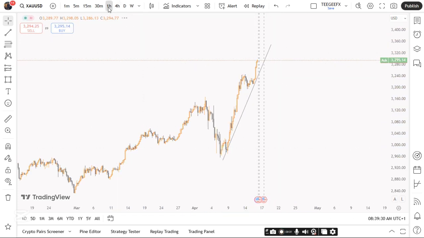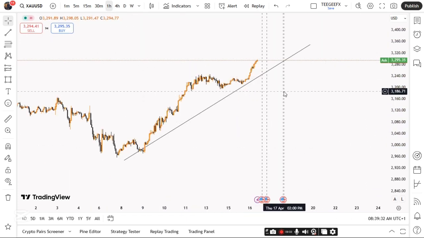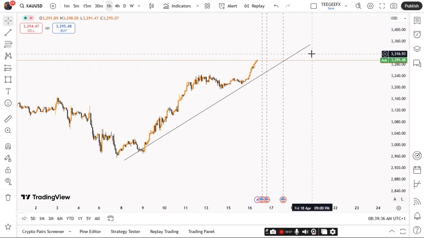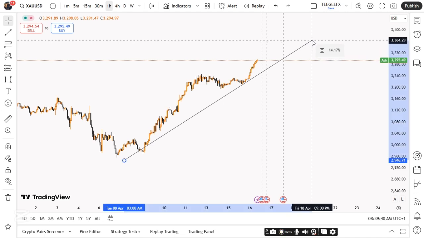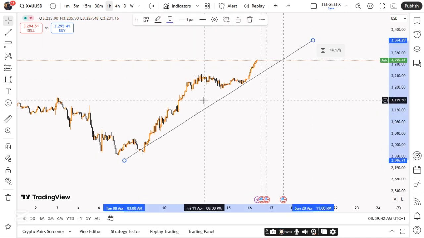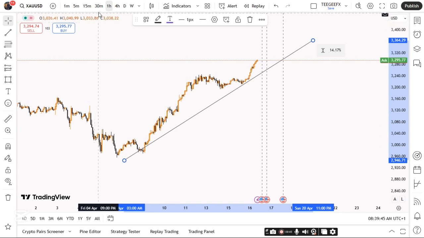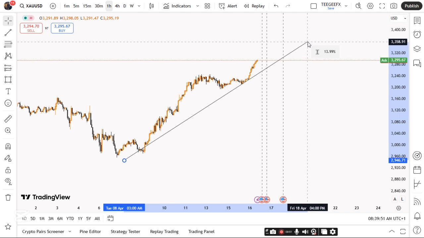So let me come to 1 hour. Mind you, I don't draw my trend line on 15 minutes. I think I'm giving out a lot of things in this video. My trend line stops on 1 hour. So this is my trend line.